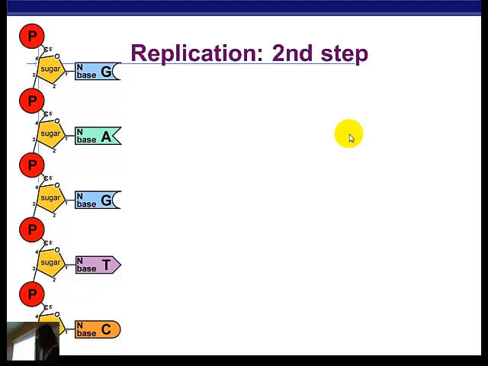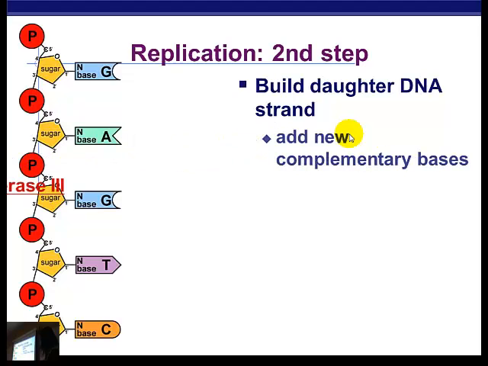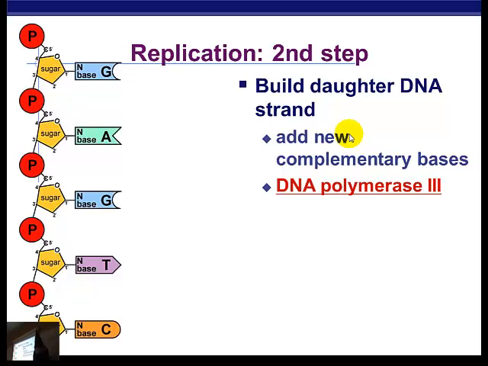Okay, second step for replication is to add new DNA to your strand. This is done by DNA polymerase 3. That's an enzyme. You can write it in your chart. This guy is in charge of bringing new DNA nucleotides and attaching them.